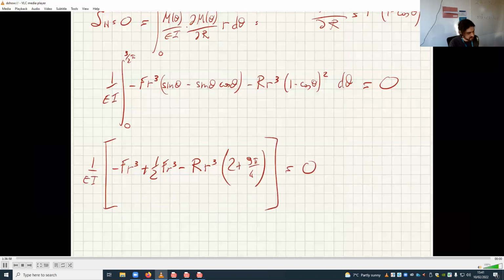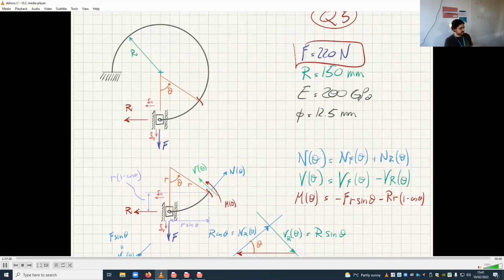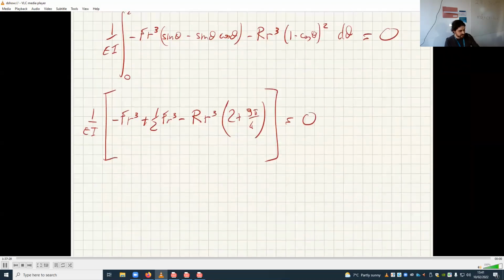Equal 0. See now, what's my only unknown in this equation? R. R is my only unknown. I told you that if you set your Castigliano theorem equal to a quantity, it gives you the force that is required to make that happen. So this is the force. F is a number. Remember, F is 220 newtons. So this is given. Young's modulus is given. I mean, this we don't care, because this equation becomes just R equals this one.